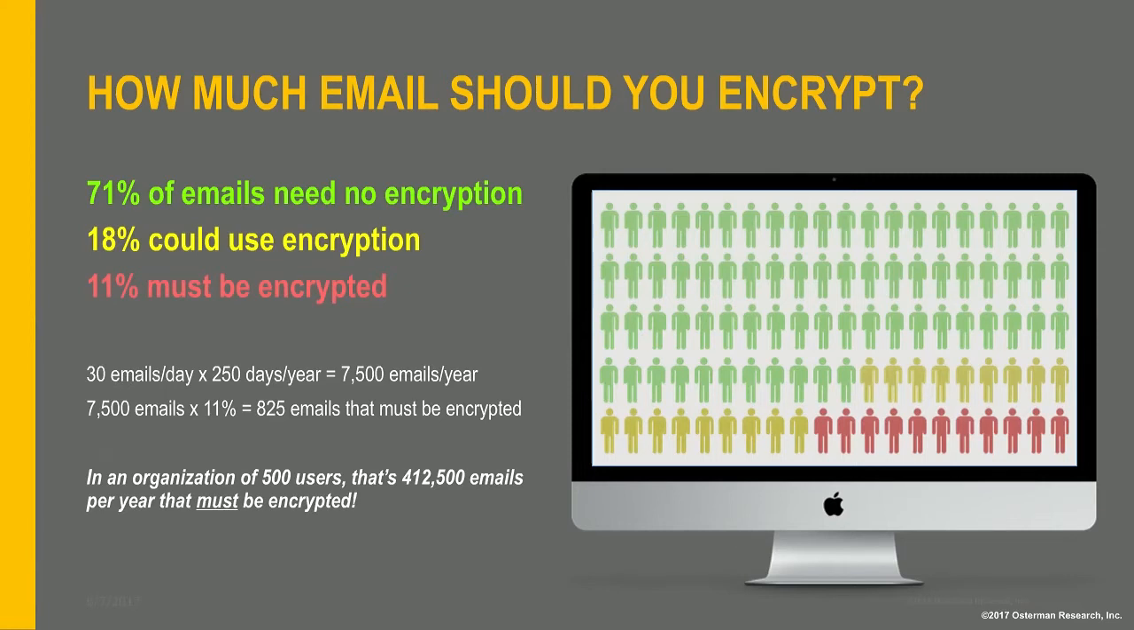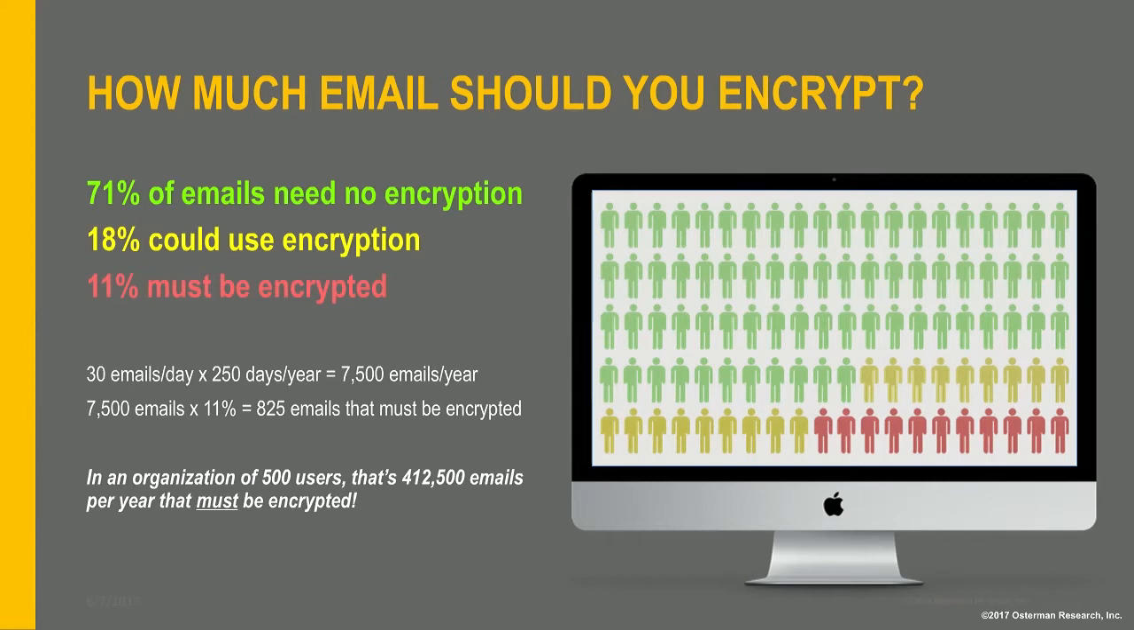to be encrypted. So if you go back to that stat on 30 emails per day being sent by the typical user, and we look at 250 days a year, that means that the typical information worker is sending about 7,500 emails per year. So if 11% of those need to be encrypted, that means there are 825 emails that the typical information worker sends that absolutely have to be encrypted, and in many cases today really aren't.